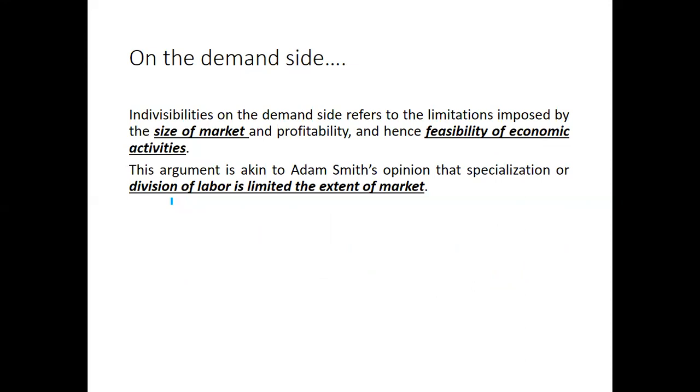Then let us see the demand side. On the demand side, indivisibilities refer to the limitations imposed by the size of the market and profitability, and hence the feasibility of economic activities. There are limitations imposed by the size of the market, because as I said, you cannot have a part-by-part market. You have to demand certain commodities in their full form.